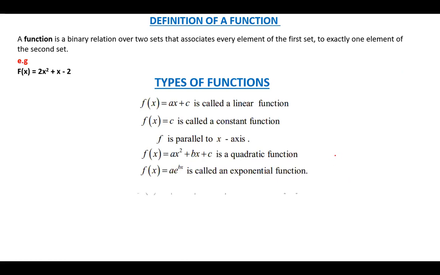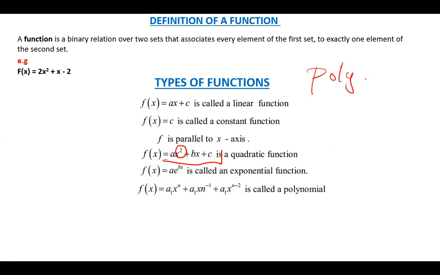Okay, then we also have another type, which is a polynomial. So a polynomial is simply a function that has the highest degree which is greater than 1. So in other words, a quadratic function is also a polynomial with a degree of 2. Poly means many. So if we say a polynomial, we're simply referring to a function with a degree that is greater than 1, in short.